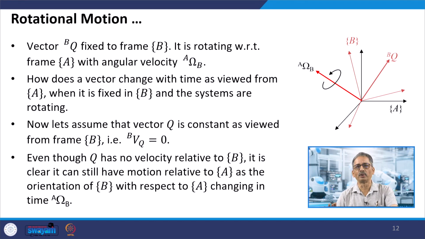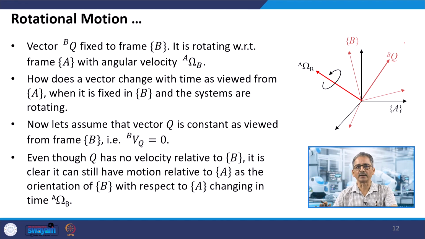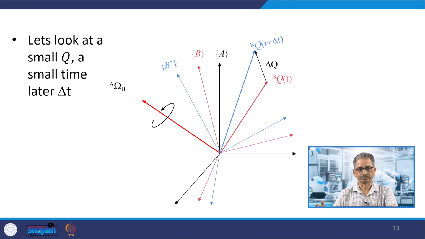I am not going to consider either the translatory motion of the origin, nor the motion of the vector Q. Here we have the two frames, frame A and frame B. I am going to consider only rotation of frame B with respect to frame A. So, in this case let us see what happens.